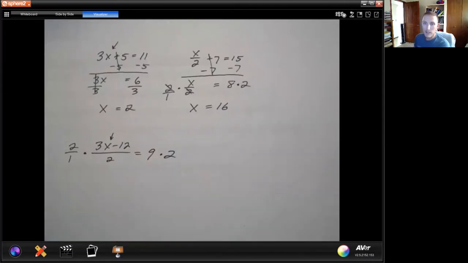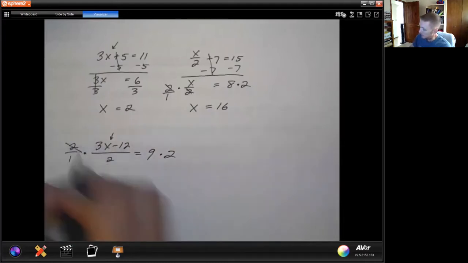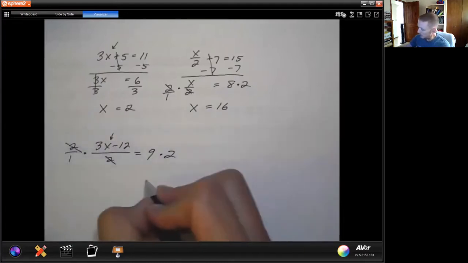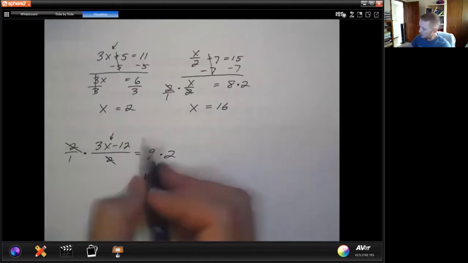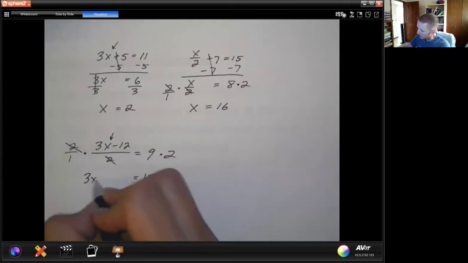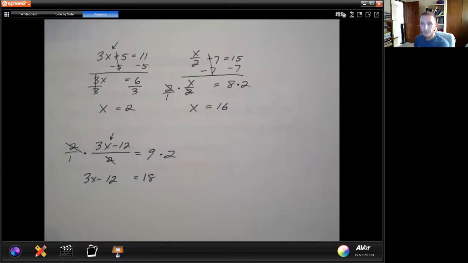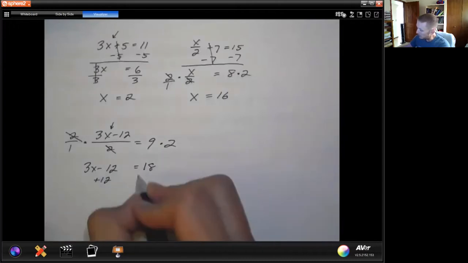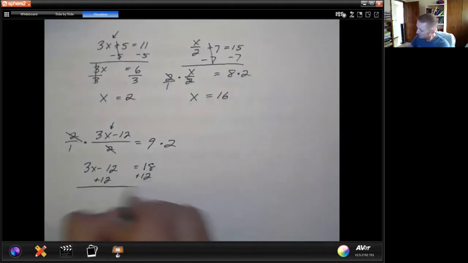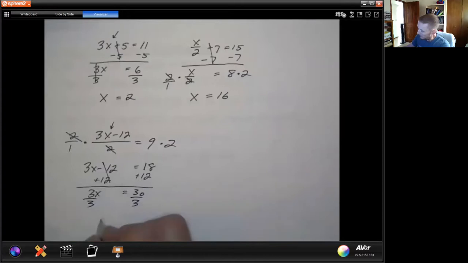And I'm going to maintain my balance. Whatever I do to one side, I do to the other. So the 2's will reduce away, and I get 18. Bring down the equals, and the 3x minus 12 is now free. Now it's just a basic two-step equation. So we'll add 12 to both sides. And I get 3x equals 30. And then I'll divide out the 3. And I get x equals 10.